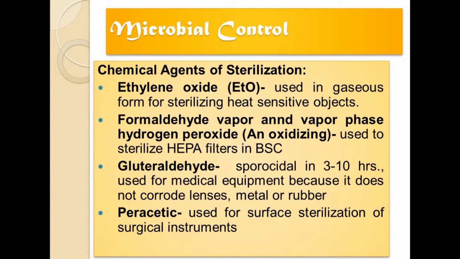And next is glutaraldehyde, sporocidal in 3 to 10 hours. This is used for medical equipment because it does not corrode lenses, metals, or rubber. Next is peracetic acid, used for surface sterilization of surgical instruments. Let's review the chemical agents: ethylene oxide, formaldehyde vapor, and vapor phase hydrogen peroxide, an oxidizing agent. Glutaraldehyde is the best because it does not corrode lenses. And peracetic acid is used for surface sterilization of surgical instruments. So these are the chemical agents used for sterilization.